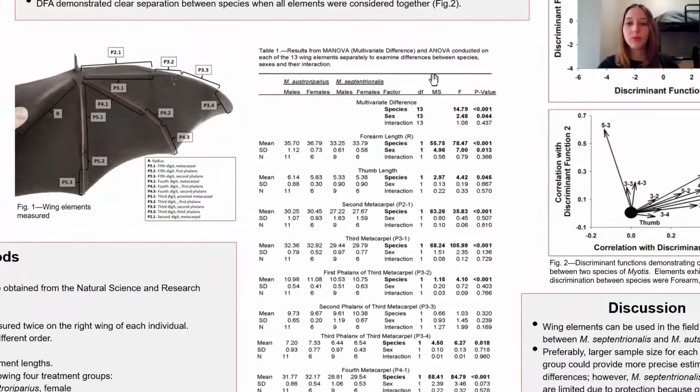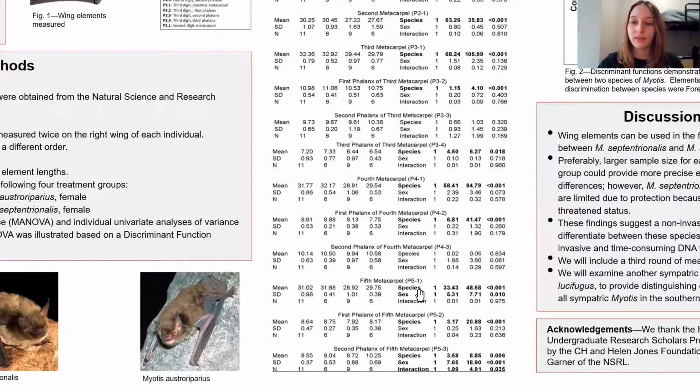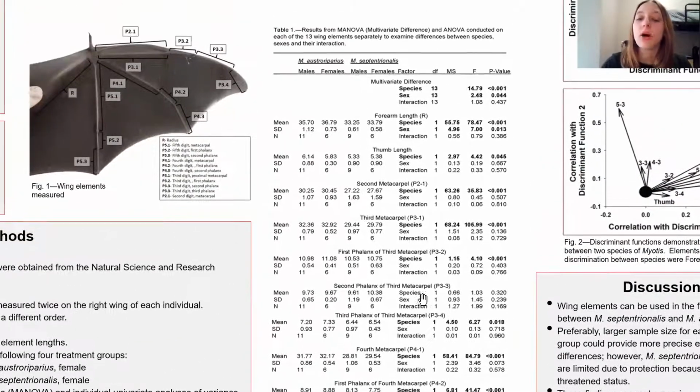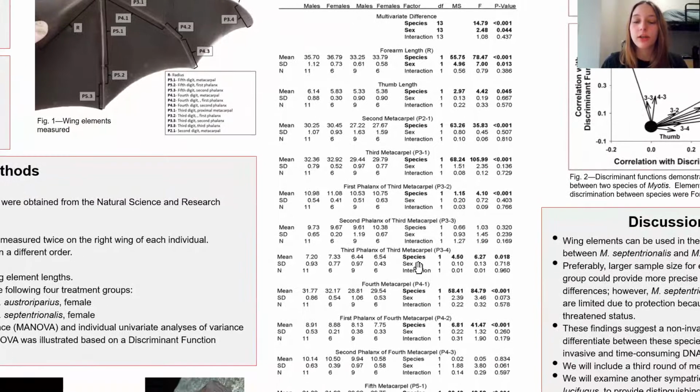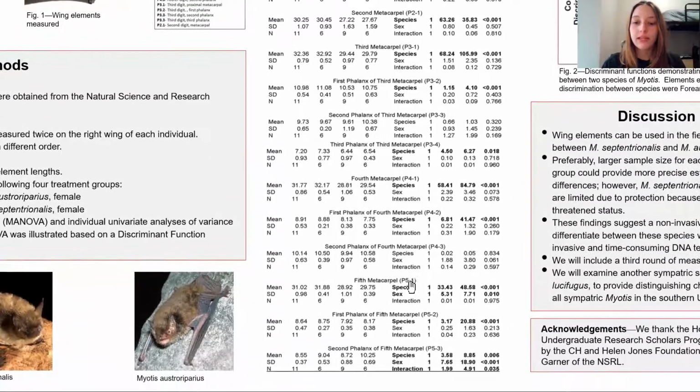So as you can see in Table 1, there were significant differences between species and sex in the forearm length and the fifth metacarpal length. There were also significant differences between species in the thumb length, the second metacarpal, the third metacarpal, the first phalanx of the third metacarpal, the third phalanx of the third metacarpal, the fourth metacarpal, the first phalanx of the fourth metacarpal, and the first phalanx of the fifth metacarpal.